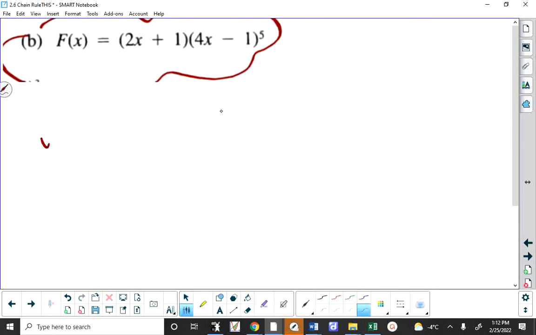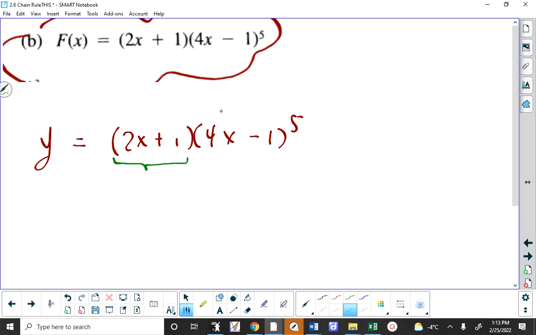Okay, I like y. y equals 2x plus 1 multiplied by 4x minus 1 to the 5. And we have two options here, one of which is out the window immediately. You can expand that all out so that you could have a big long polynomial where you can apply the power rule to each term. But the thought of doing that and then being expected to take your derivative and factor it is way more trouble than it's worth. So we're going to use the product rule where this is the first and this is the second.